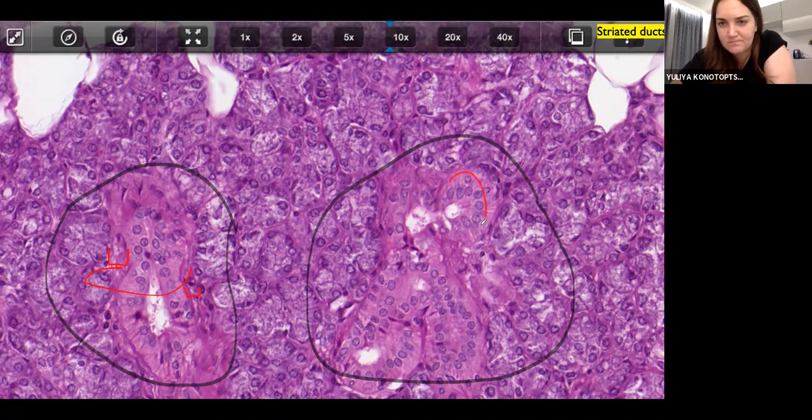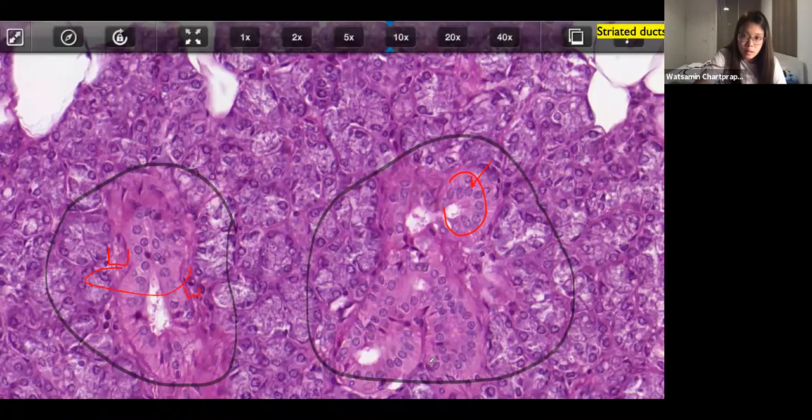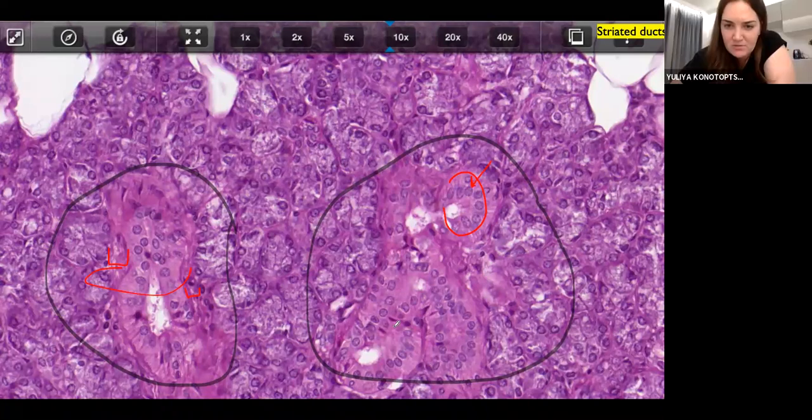This one, guys? Intercalated. This is the intercalated duct. Here the lumen is not visible, but just imagine the lumen will be very big, so this must be striated, right?